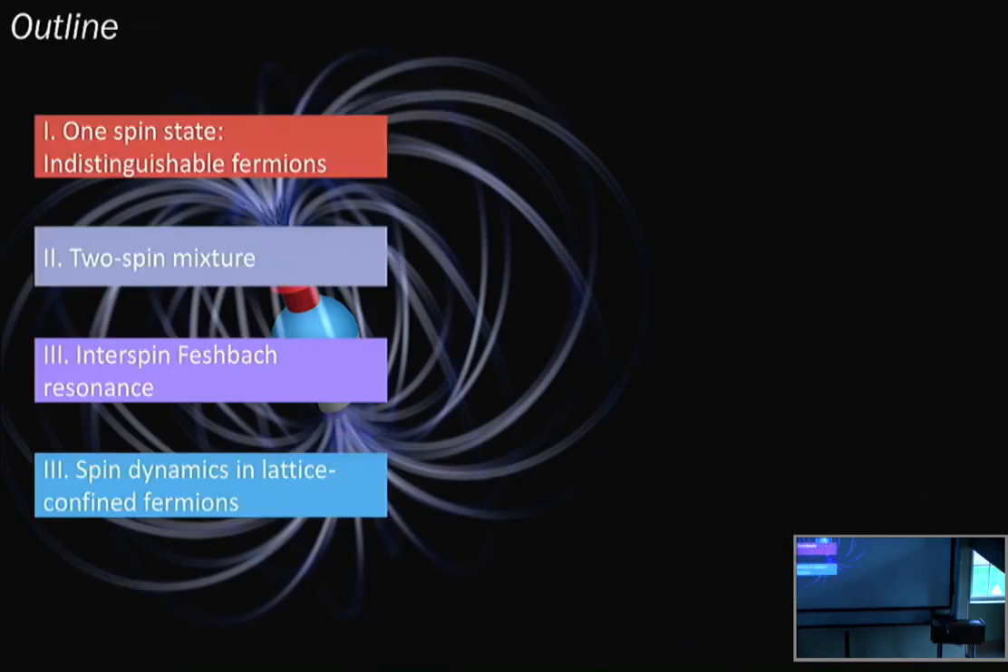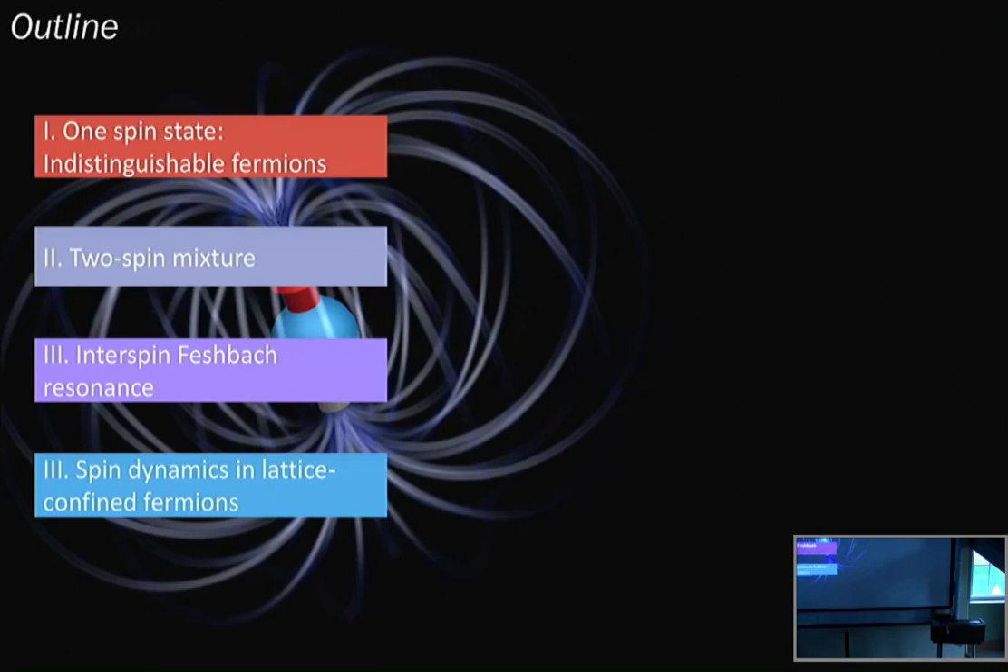So this is the outline of my talk, and it's a very standard outline. We go from one spin state, so we are studying indistinguishable, identical fermions. Then we move to a two-spin state, a spin mixture, and then we search for a Feshbach resonance, an interspin Feshbach resonance. And then I will also discuss some very new results, done in collaboration with Anna Maria Rey and Bihui Zhu, who is also an ITAMP postdoctoral fellow.